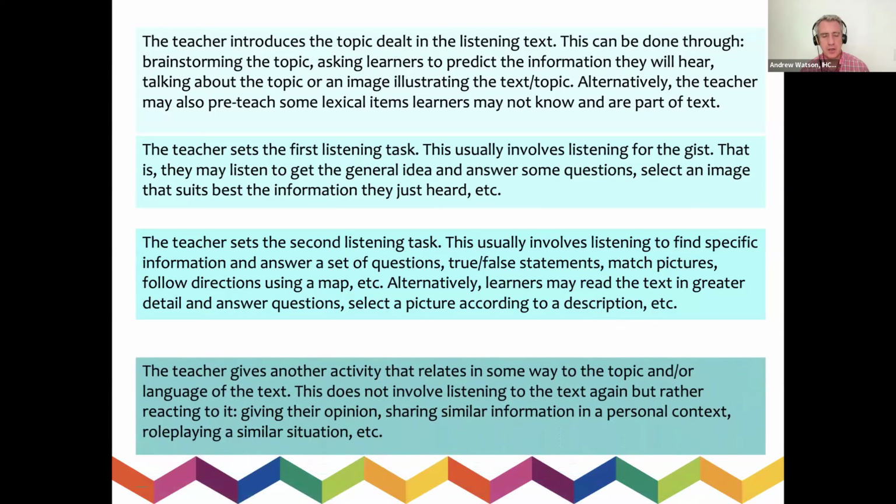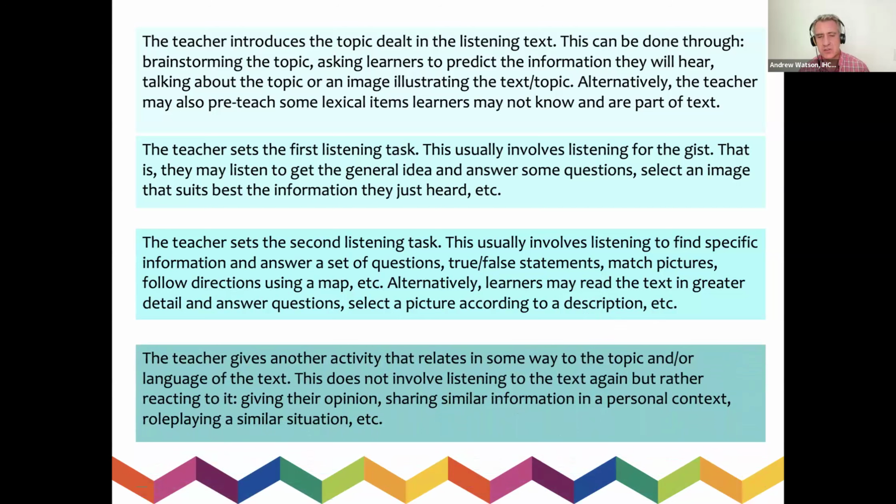And finally, the teacher gives another activity that relates in some way to the topic and/or language of the text. This does not involve listening to the text again, but rather reacting to it. So giving their opinion, sharing similar information in a personal context, or role-playing a similar situation. And that's what we did today, wasn't it?